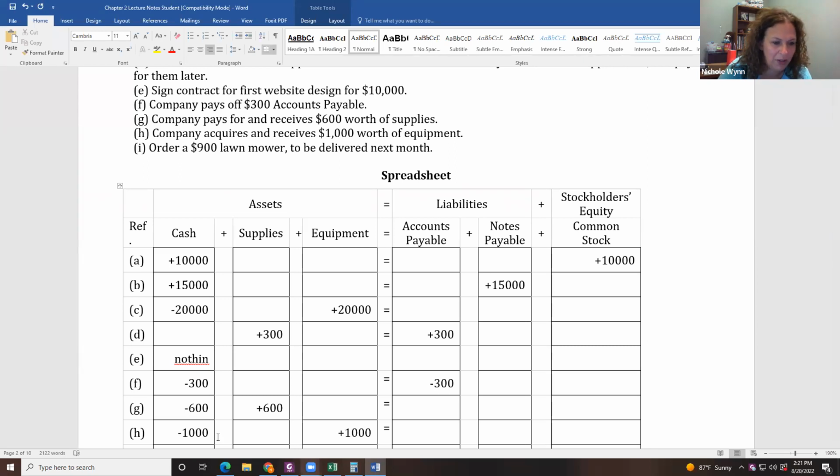We received equipment and we paid cash, acquired and received. It didn't say on account. It didn't say on credit. So there's that. Letter I, lawnmower.